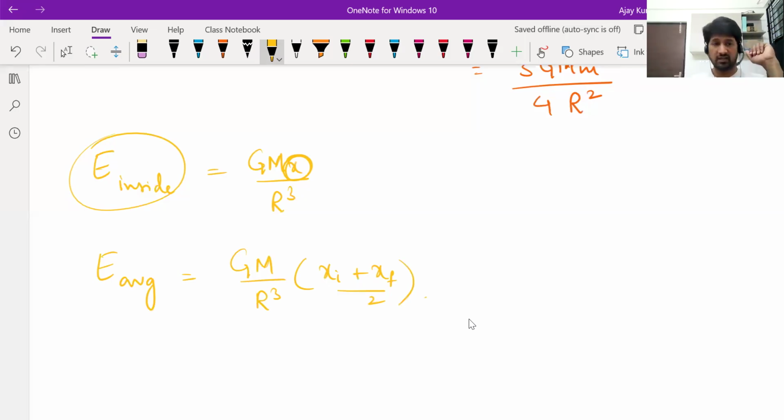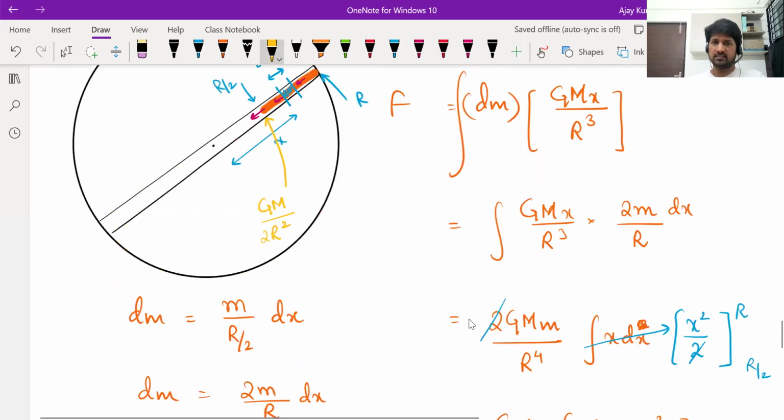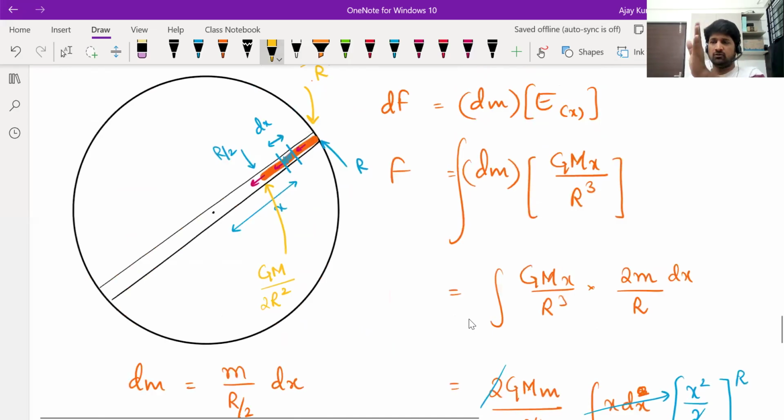Now, why am I talking about average field? If you know average field, you can find out the force directly. The problem here was that the field was varying from point to point. If you know the average value, then you can use that average value directly. And since the field is proportional to distance, when a linear variation is there, the average value is always the midpoint of the extreme values. Now, initial x is r by 2, final x is r.